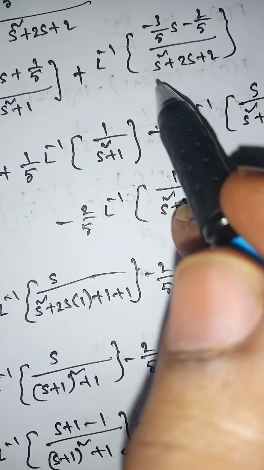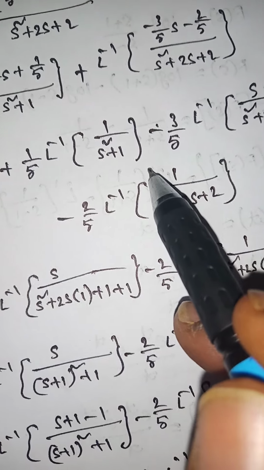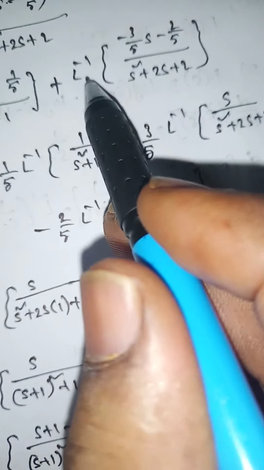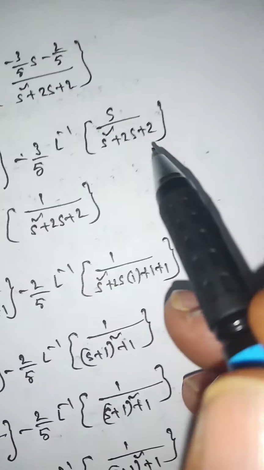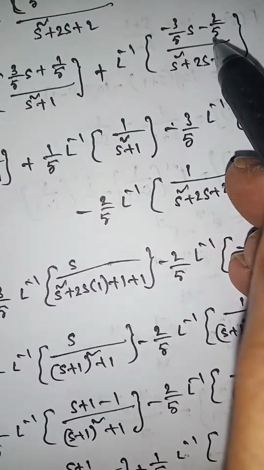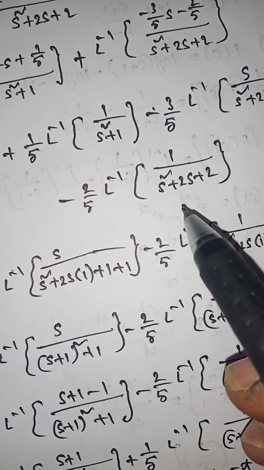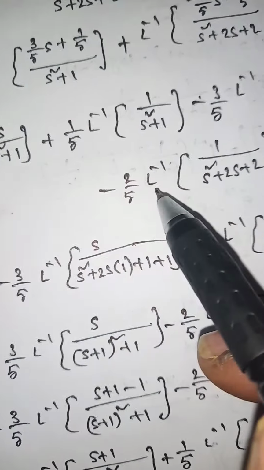Treat this one as a single term. This one by this one. That means minus 3 by 5 is constant. I have taken out L inverse of s by this one, minus 2 by 5 is constant. I have taken out L inverse of 1 by s square plus 2s plus 2. S by this for the first term, and this is the second one.